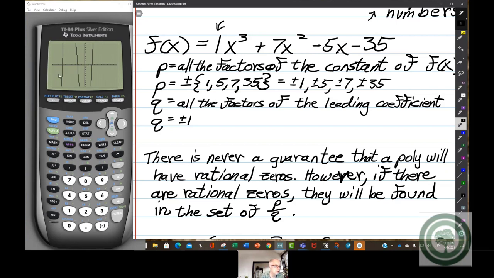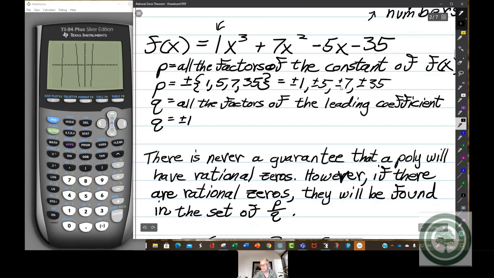Now it looks for all the world like negative 7 is a 0. That doesn't mean it really is, but it might be. In which case, I'll be able to reduce this cubic to a quadratic and then use the quadratic equation. Meanwhile, I will have a rational zero.